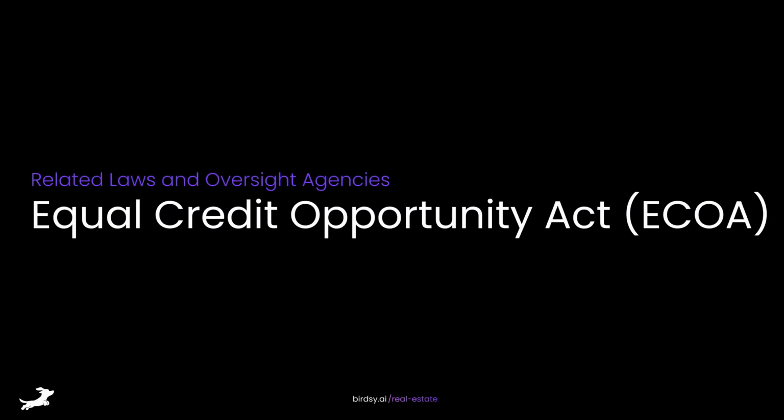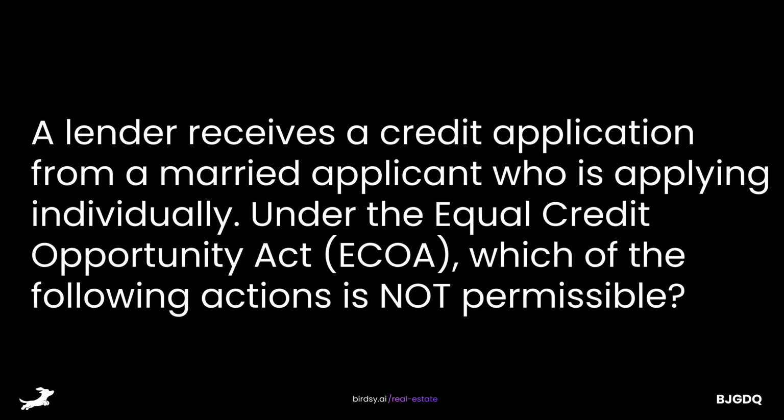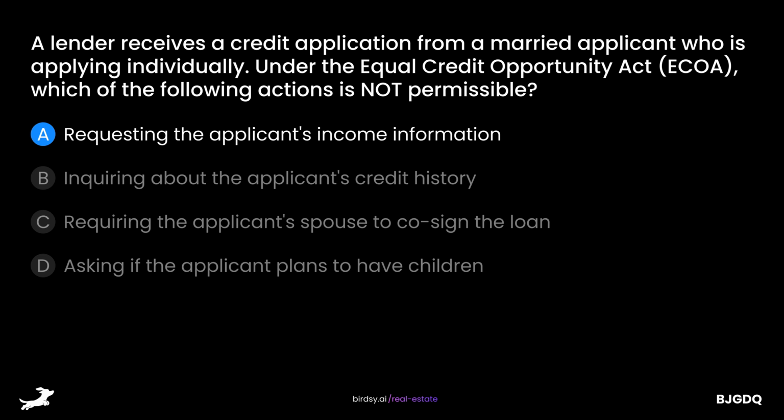Equal Credit Opportunity Act. A lender receives a credit application from a married applicant who is applying individually. Under the Equal Credit Opportunity Act, which of the following actions is not permissible? Is it A, requesting the applicant's income information? B, inquiring about the applicant's credit history? C, requiring the applicant's spouse to co-sign the loan? Or D, asking if the applicant plans to have children? The answer is C, requiring the applicant's spouse to co-sign the loan.